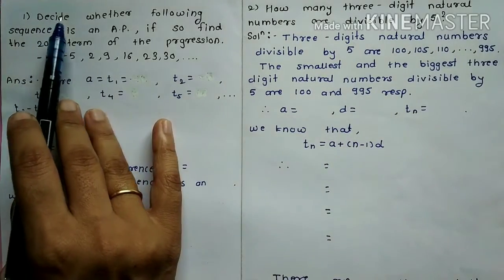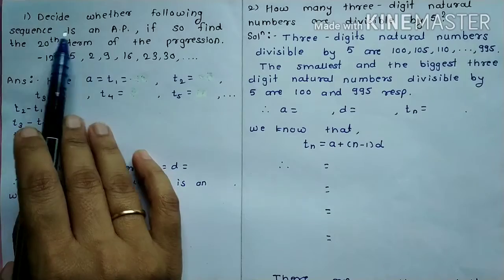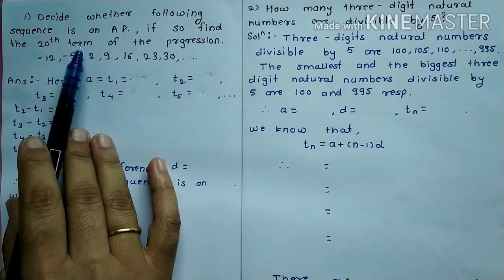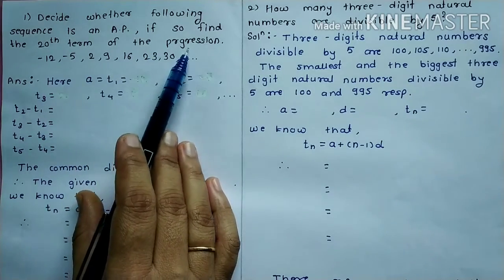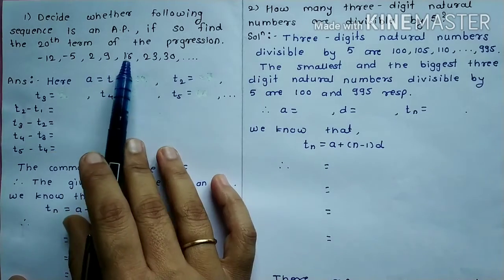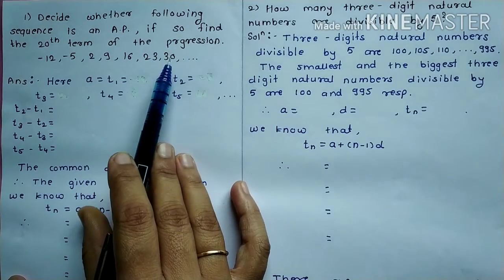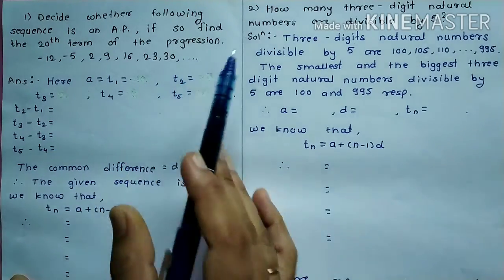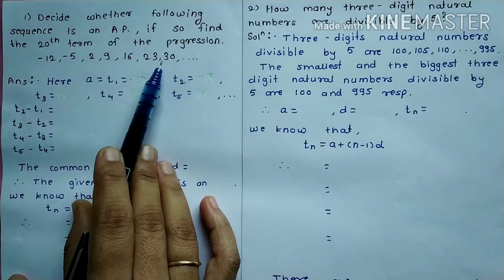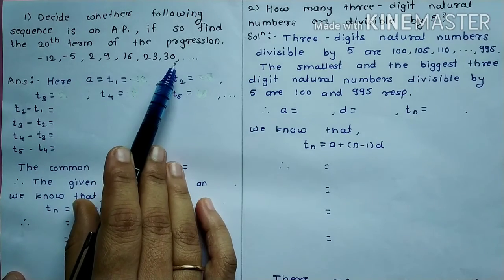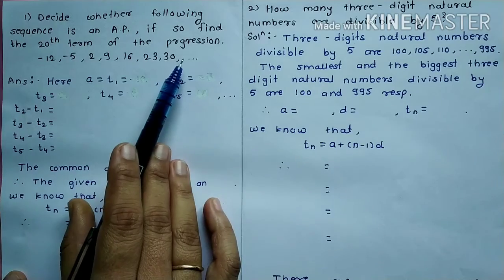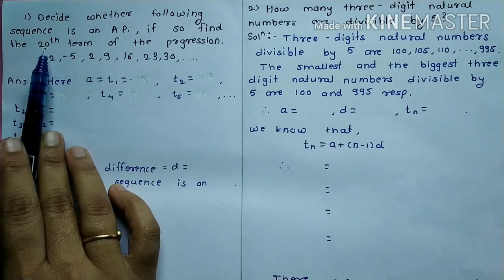First example: decide whether the following sequence is an AP. If so, find the 20th term of the progression. Minus 12, minus 5, 2, 9, 16, 23, 30 and so on. In this example, we have to decide whether the given progression is an AP or not. And if the given sequence is an AP, then we have to find its 20th term.